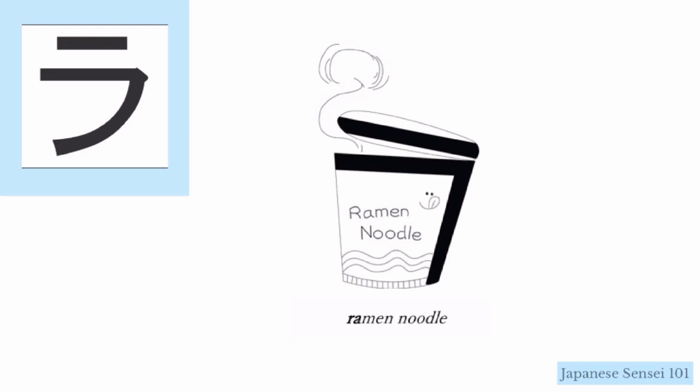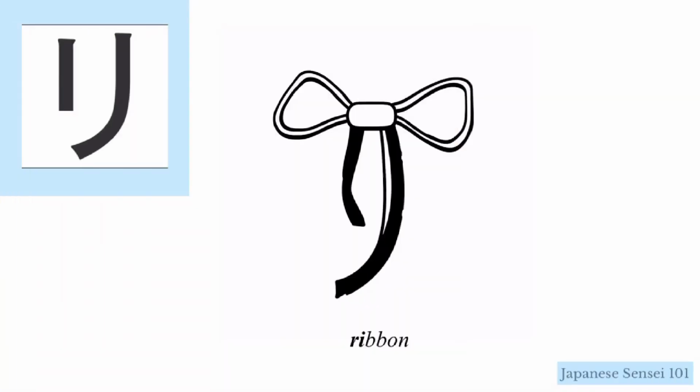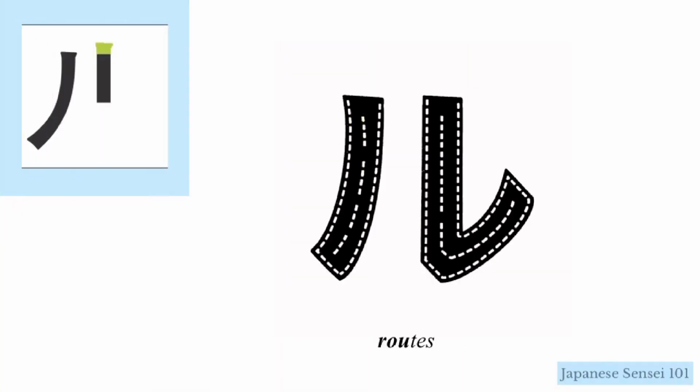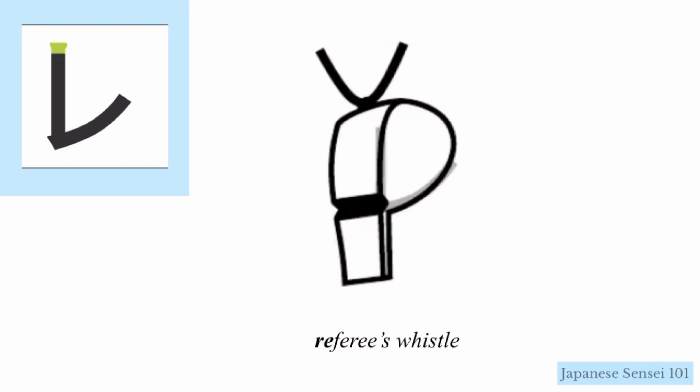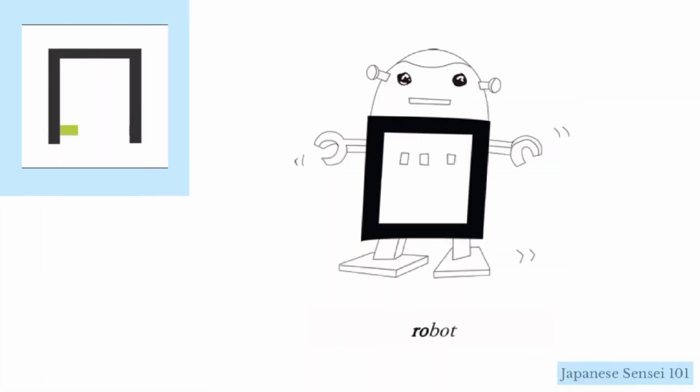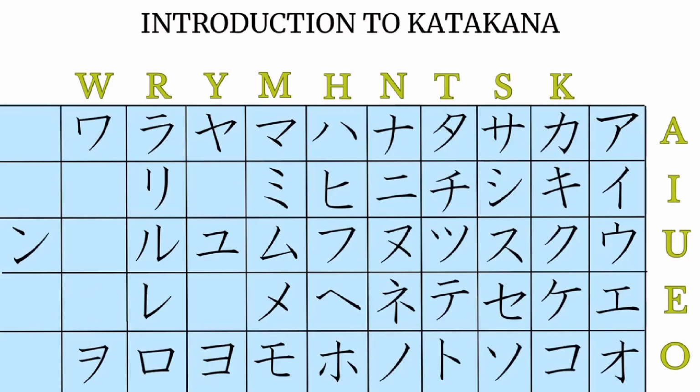Ra. This resembles a hot ramen noodle cup. Ri. To memorize this, imagine two ribbon strands hanging side by side. Ru. Imagine there are two routes you can take, route 1 and route 2. Re. This looks like a simple outline of a referee's whistle. Ro. This resembles a boxy robot's body. You have done an incredible job.